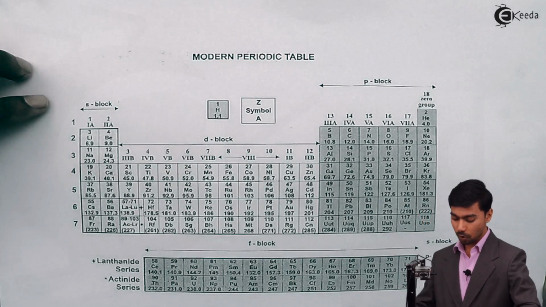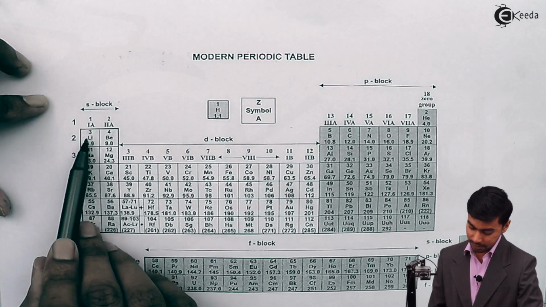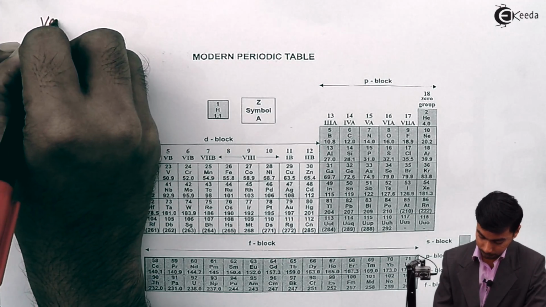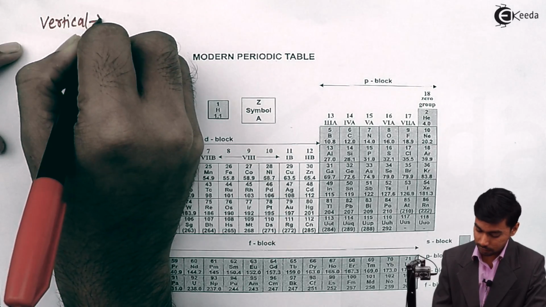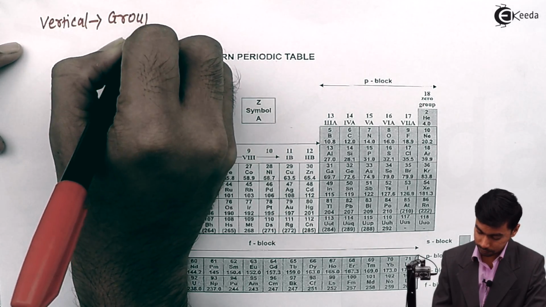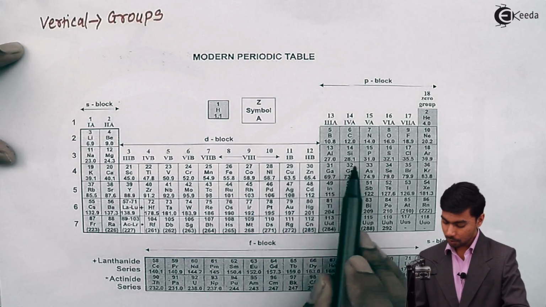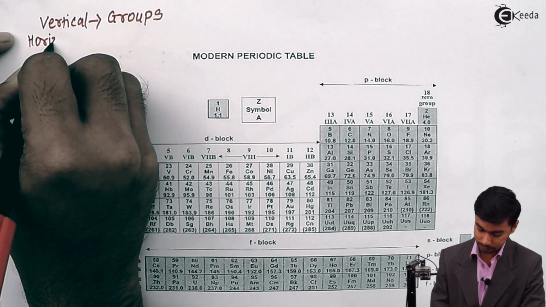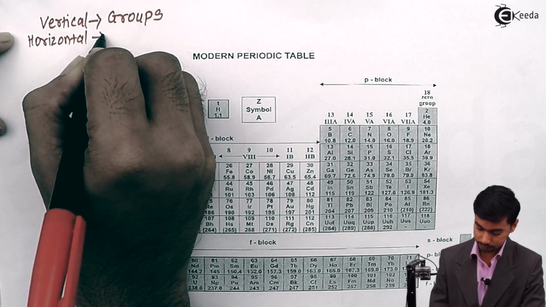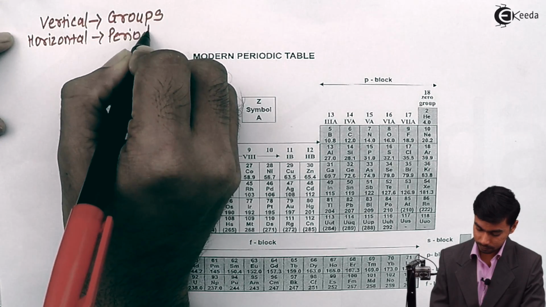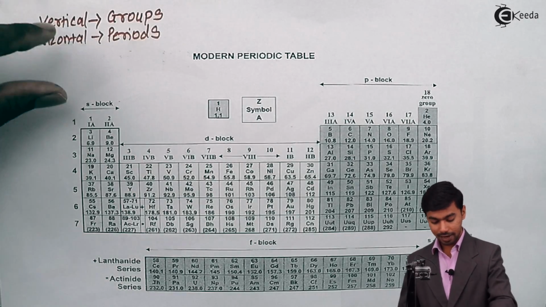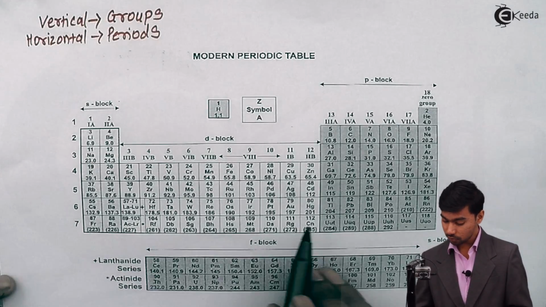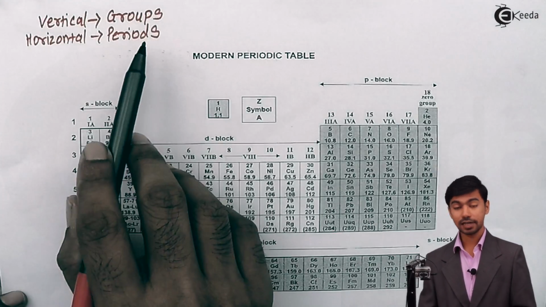Now this modern periodic table, as we know, has vertical lines. These vertical lines are called groups. It also has horizontal lines. These horizontal lines are called periods. That means the vertical lines placed vertically in this table are called groups, whereas the horizontal lines placed horizontally are called periods.